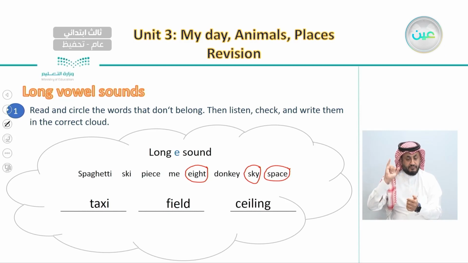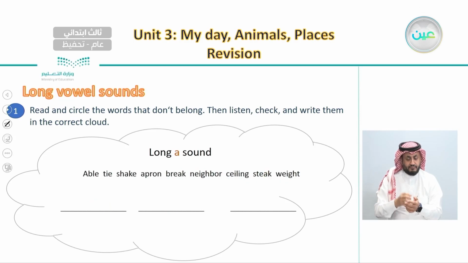Listen to the E in these sounds. Let's listen to them one more time. We have spaghetti, taxi, ski, peace, field, me, donkey, and ceiling. Now let us move to the last cloud we have, which is the long A sound.